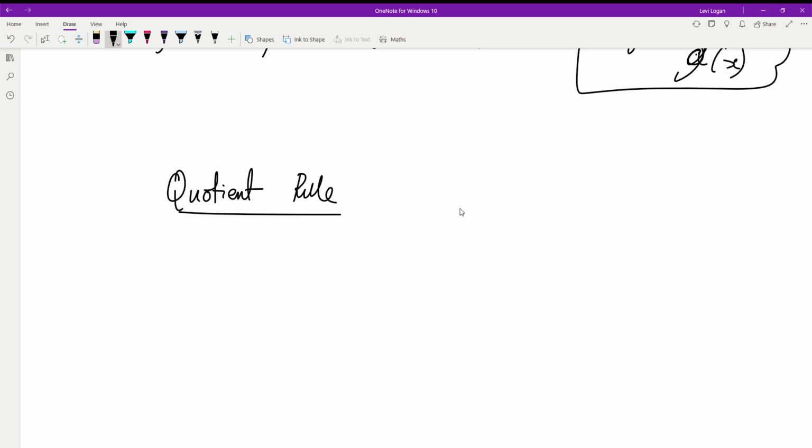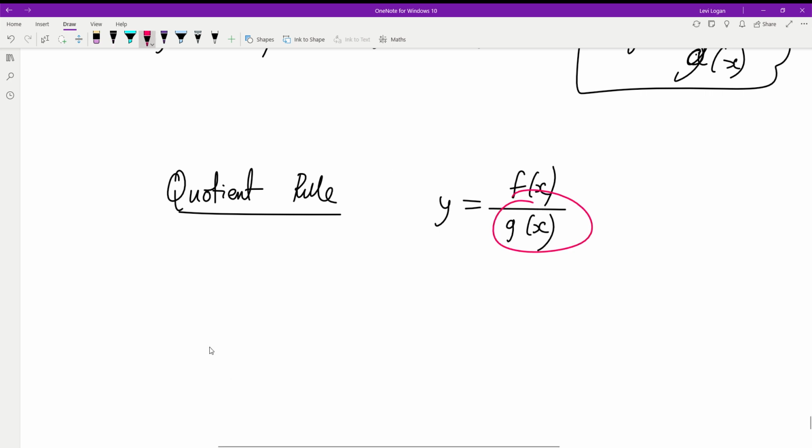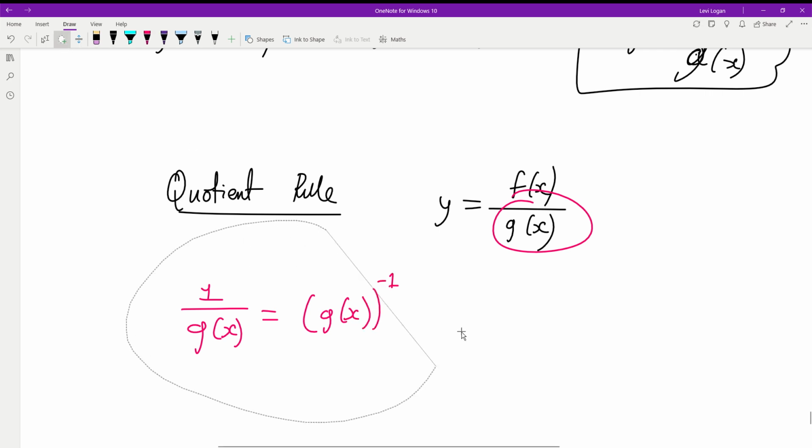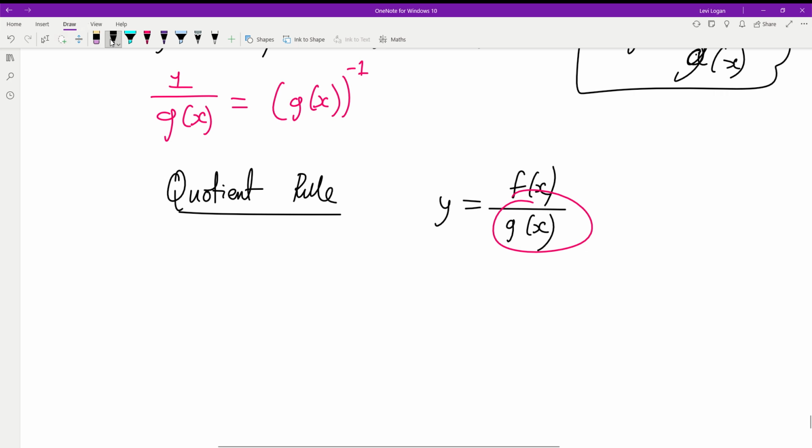Quotient rule, we have y equals f(x) on g(x). We can just rewrite this using index law. So for example, 1 on g(x) is the same as g(x) to the power of negative 1. Is it not? So let's just write it like that. So we get y equals f(x) times g(x) to the power of minus 1. And what we can see now, we have a product rule.